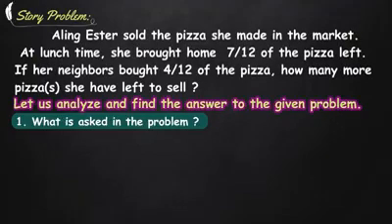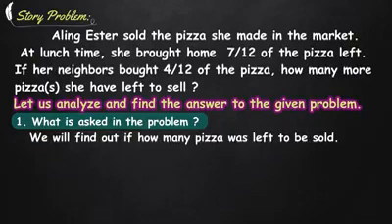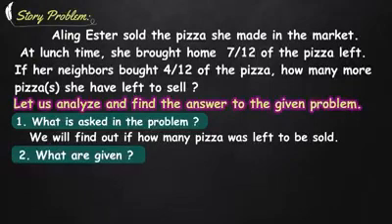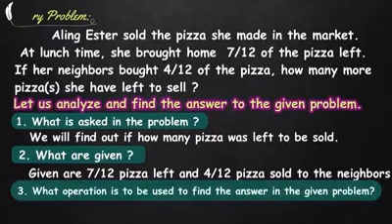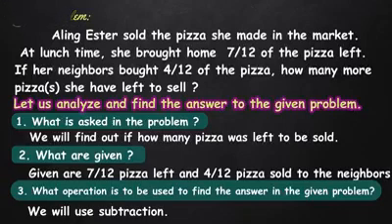Number 1. What is asked in the problem? Yes, we will find out how many pizza was left to be sold. Number 2. What are given? Right. Given are 7/12 pizza left and 4/12 pizza sold to the neighbors. Number 3. What operation is to be used to find the answer in the given problem? Very good. We will use subtraction.